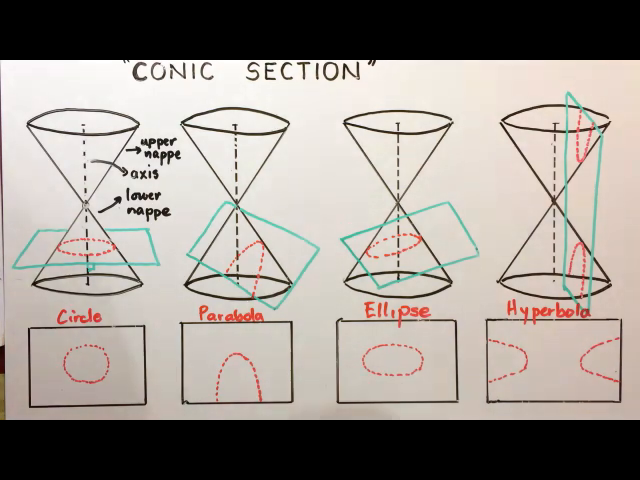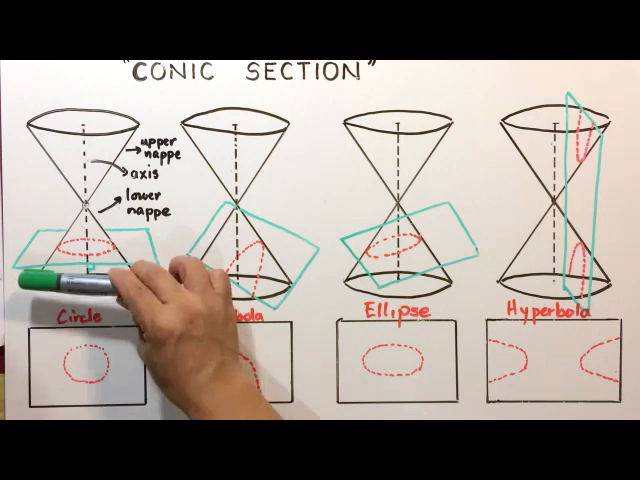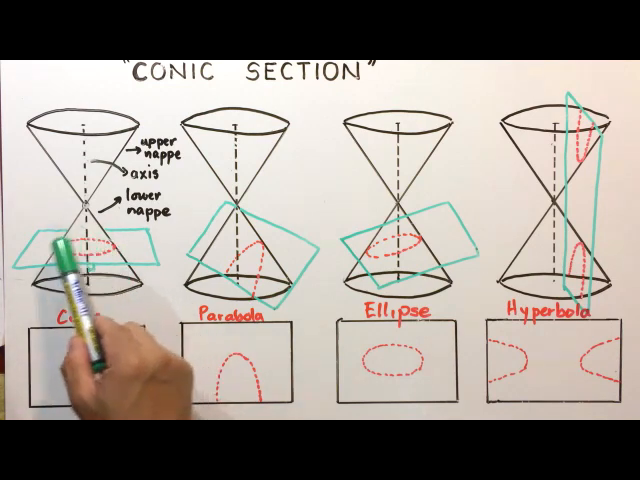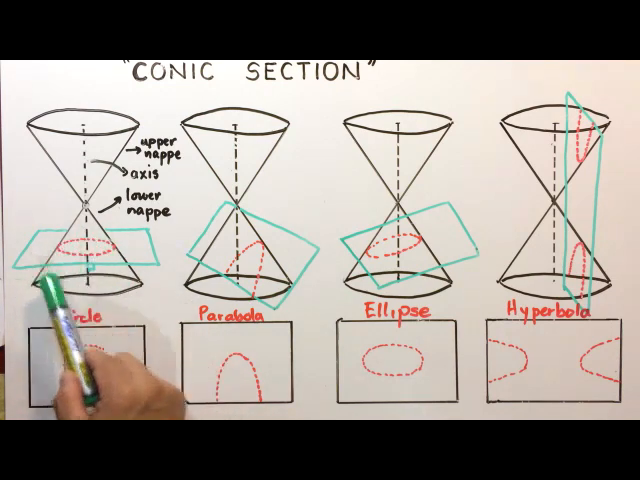So may I summarize everything? When the cutting plane is perpendicular to the axis of the conic, the curve that is traced by the intersection is what we call a circle.